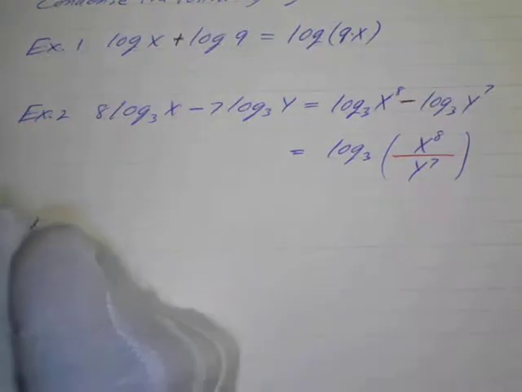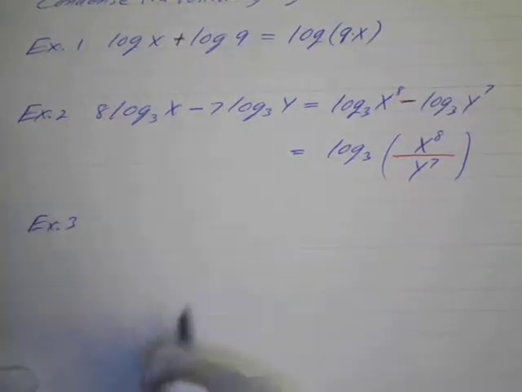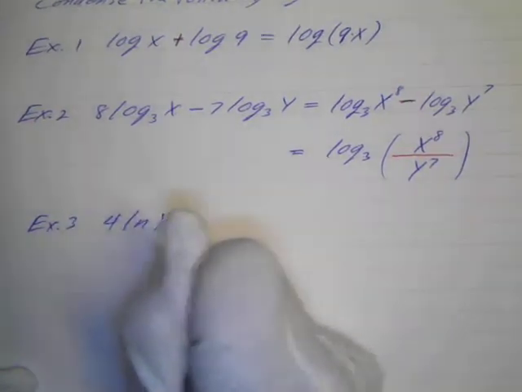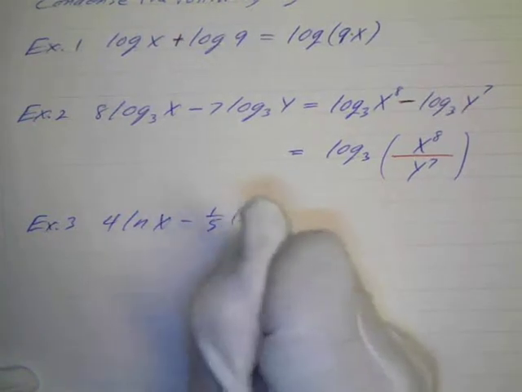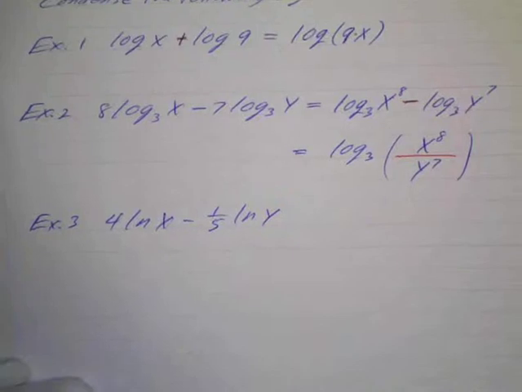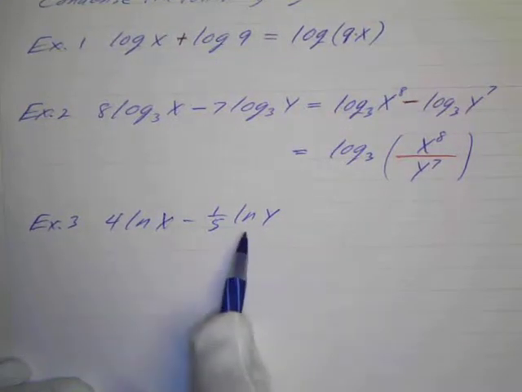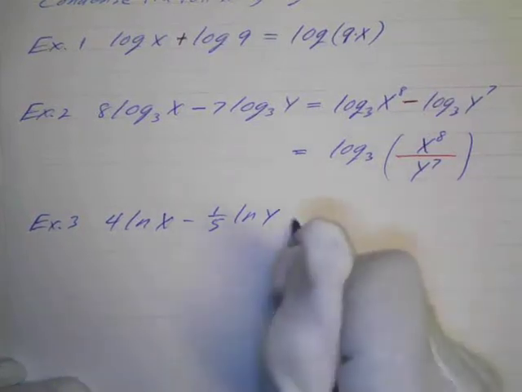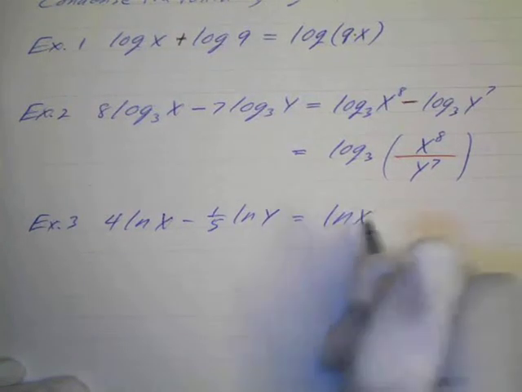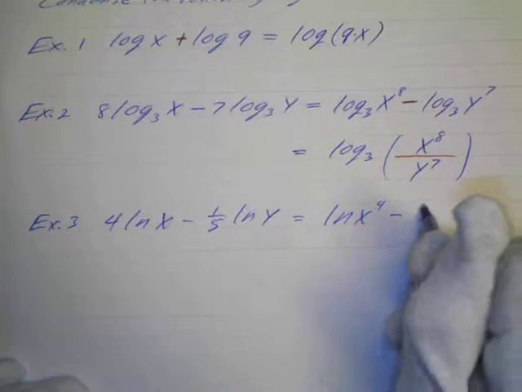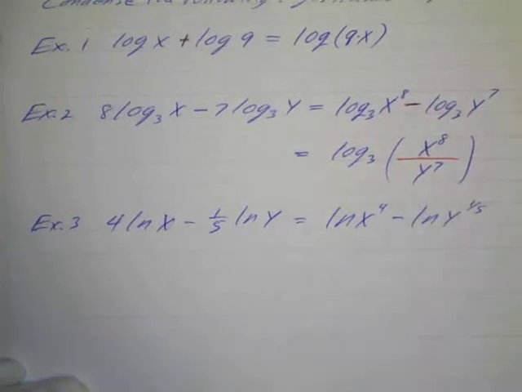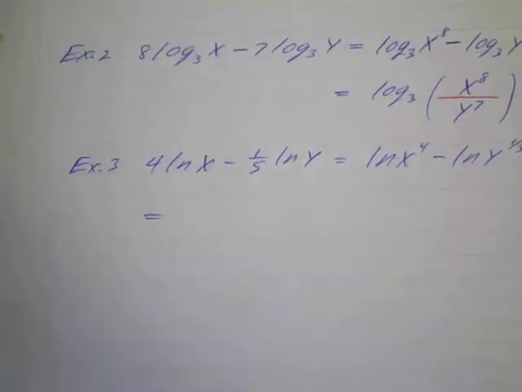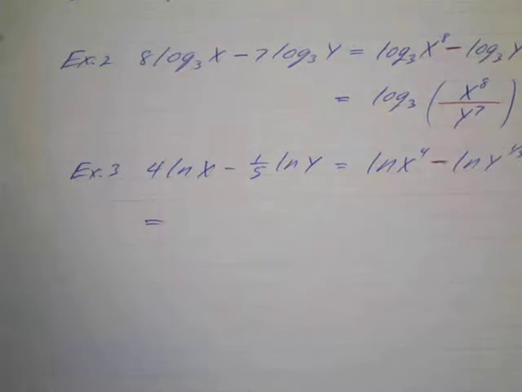Here's another example. Now we're using ln, and that just means the log to the base e. This is the natural log. And again, the first thing we're going to do is we're going to put the exponents back. So that equals the natural log of x to the 4th minus the natural log of y to the 1/5. And then we're going to write this as 1 log. The difference of the logs is the log of the quotient.